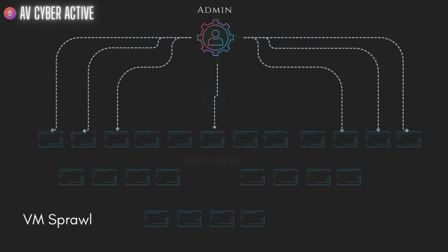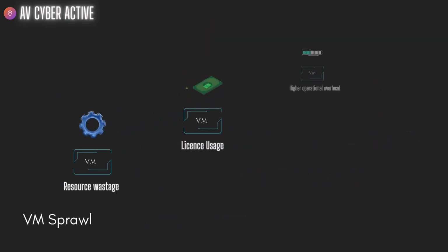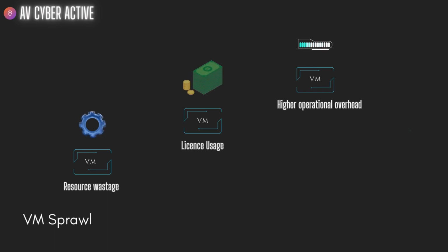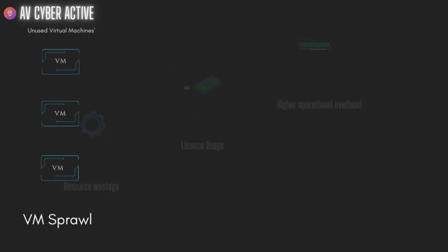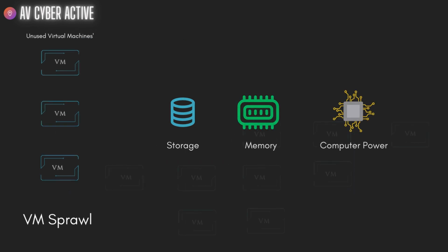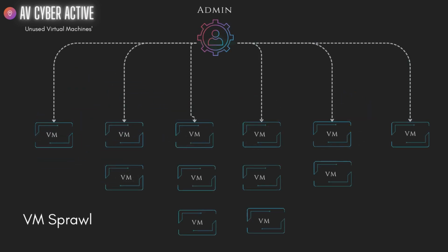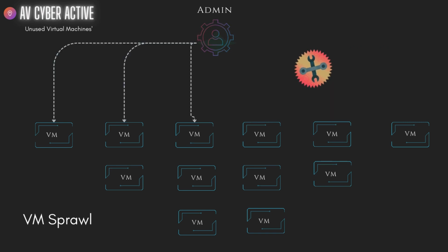The first problem is resource wastage, increased licensing cost, and higher operational workload. Unused VMs still consume a lot of storage, memory, and computing power that affects the performance of the entire virtual environment. Additionally, managing and securing numerous virtual machines becomes a daunting task, making it difficult for your IT teams to keep track of all the virtual instances and their configurations. With many virtual machines, it becomes challenging to keep track of all of them, leading to difficulties in maintenance and troubleshooting. What is VM escape?